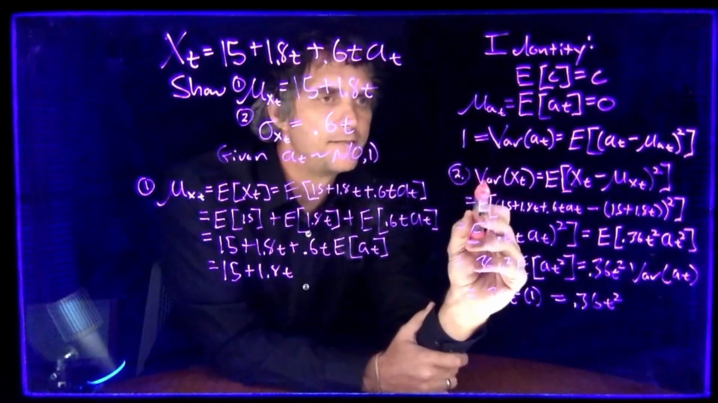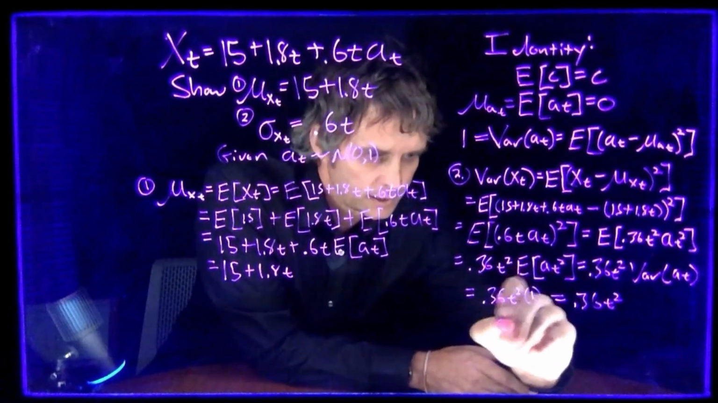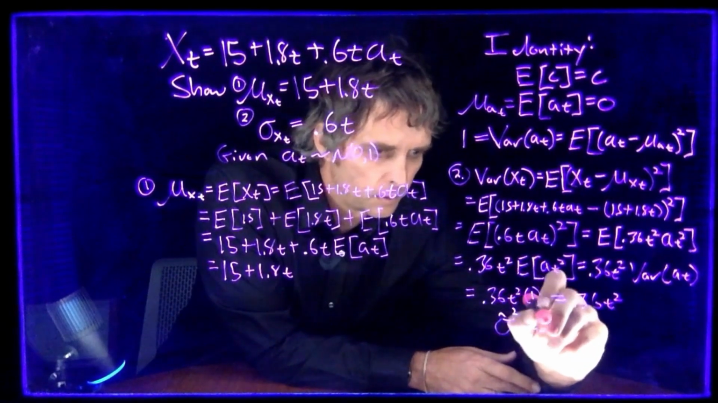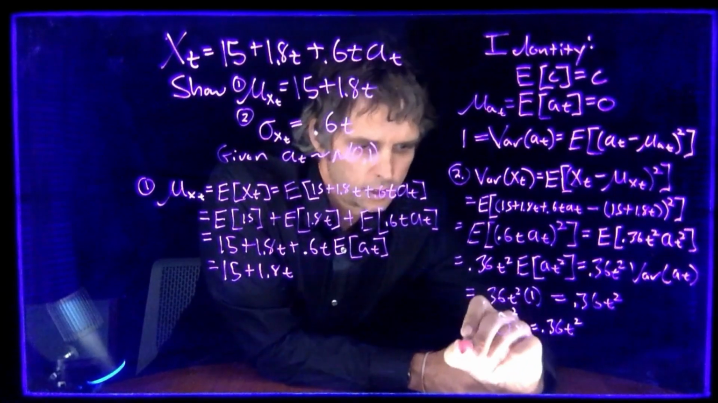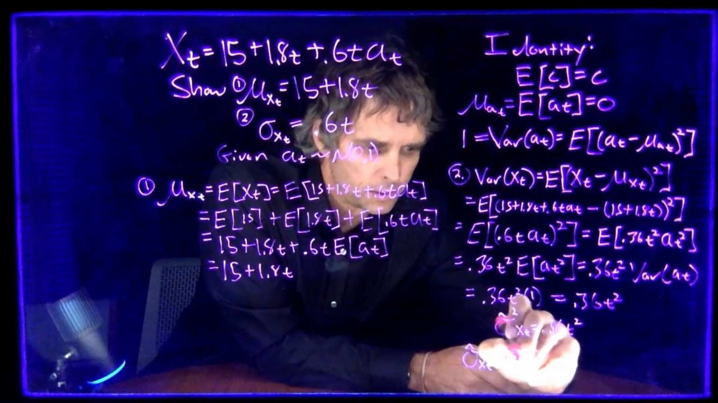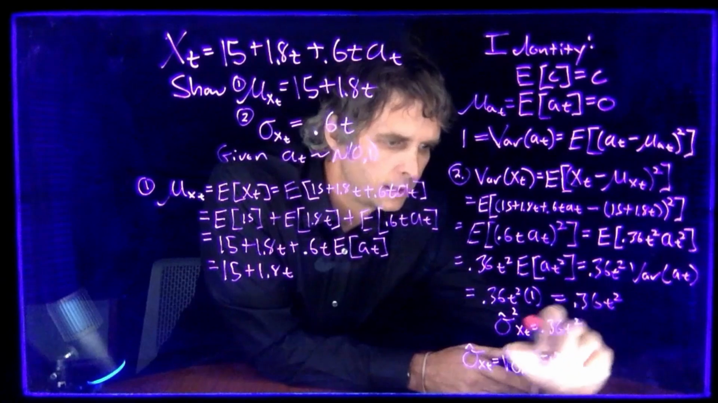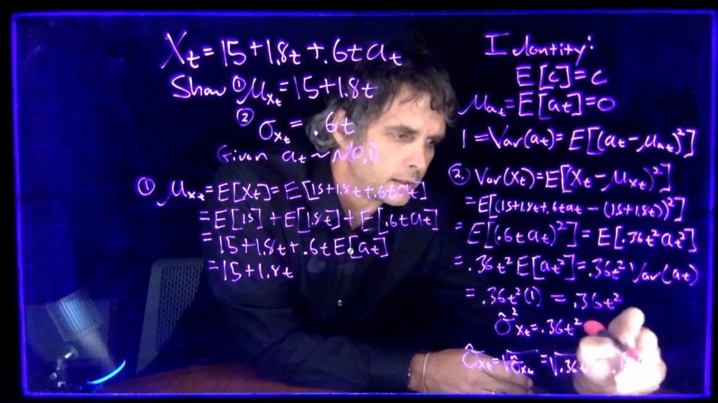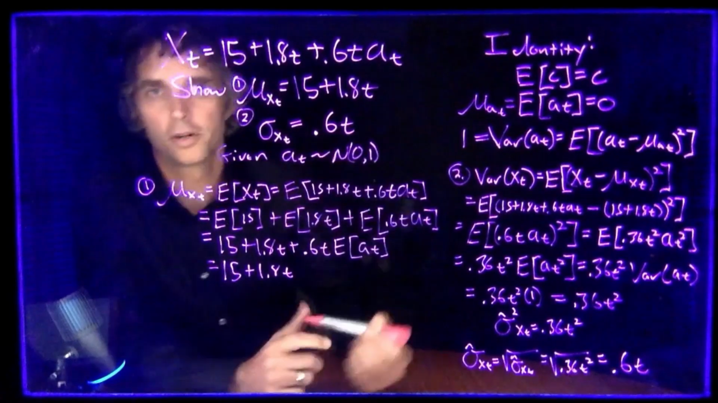So we have here that the variance of xt equals 0.36 t squared. That means that sigma squared of xt equals 0.36 t squared. And thus, sigma of xt equals the square root of sigma squared xt, which equals the square root of 0.36 t squared, which equals 0.6 t. And there we have it. Sigma xt is equal to 0.6 t. That's what we wanted to show. Great job.